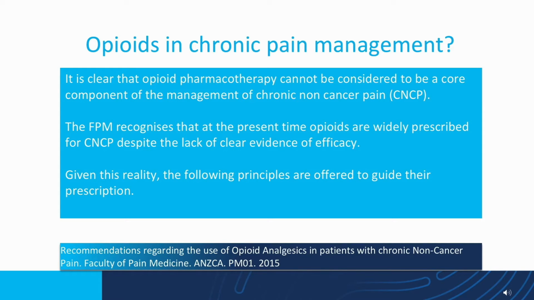It is clear that opioid pharmacotherapy cannot be considered to be a core component in the management of chronic non-cancer pain. The FPM recognizes that at the present time, opioids are widely prescribed for chronic non-cancer pain, despite the lack of clear evidence of efficacy. Given this reality, the following principles are offered to guide safe prescription, and we'll come to that, how to safely use opioids.